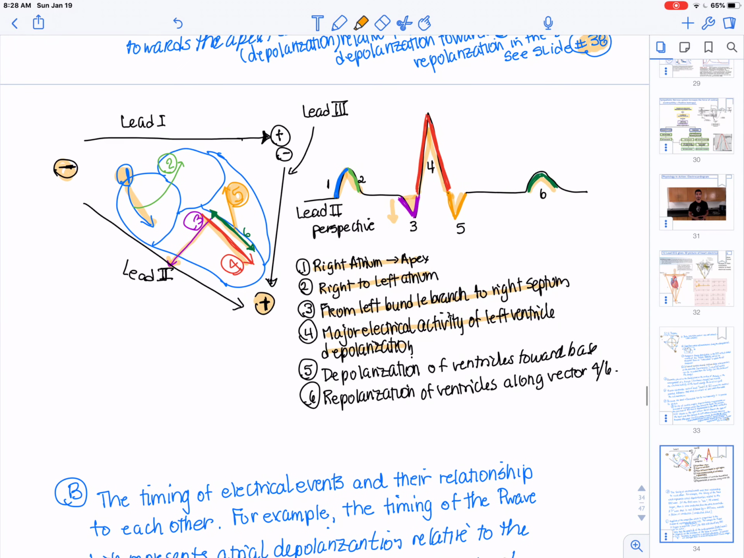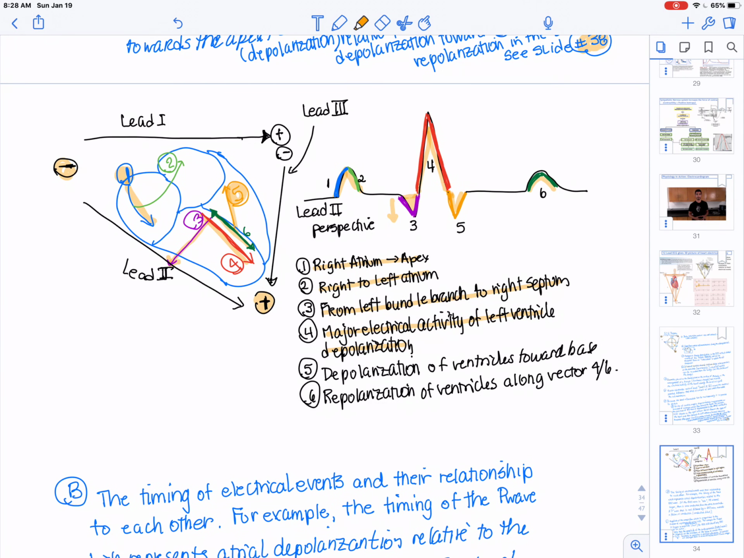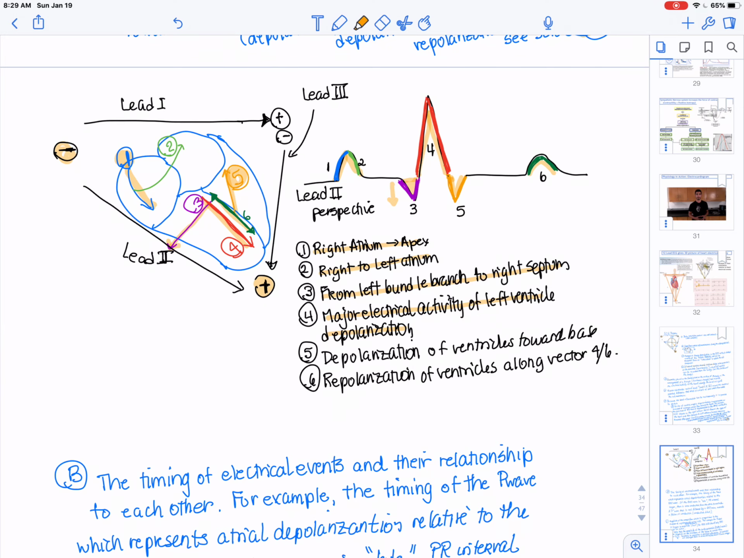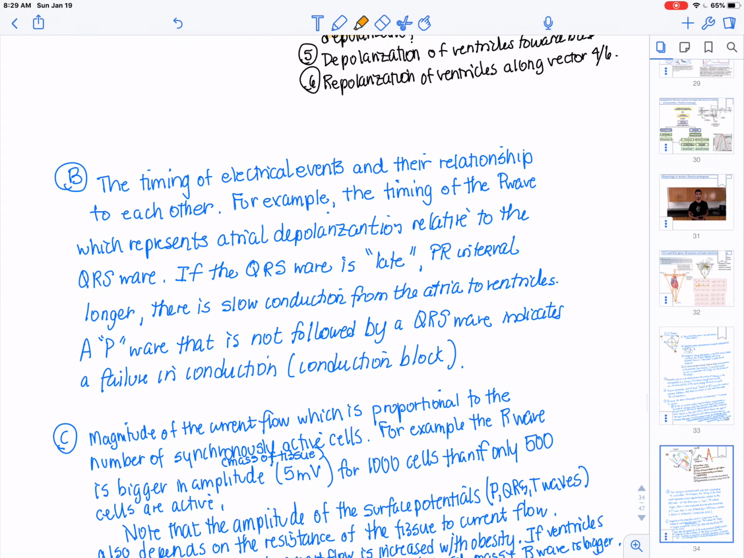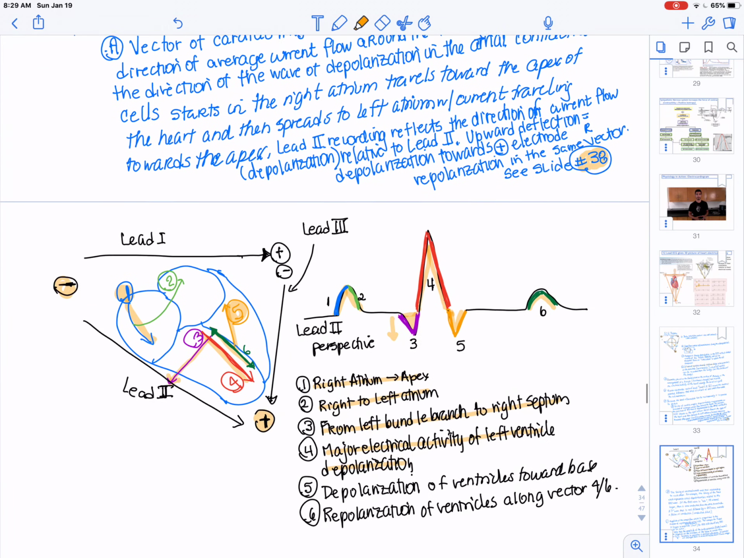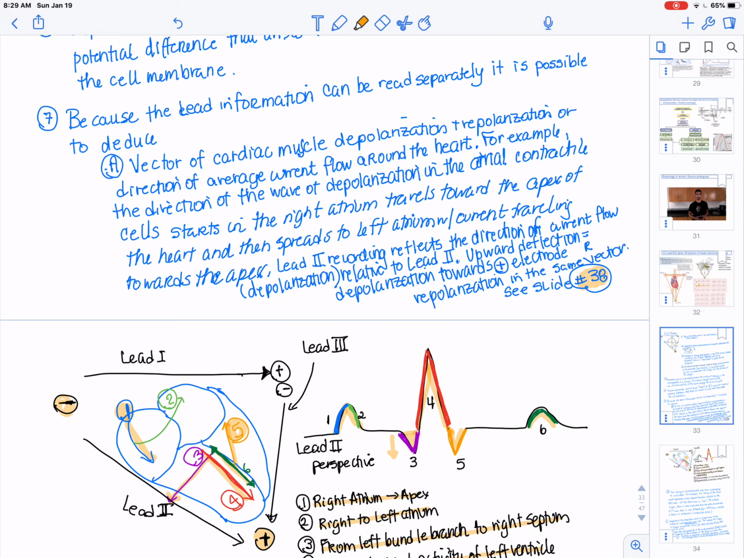Okay, so the directions and why we get them in those directions is really a deeper dive. For our class, I want you to know the major electrical events and just the general idea, but not the specific information which I'll describe and is described in slide 38. Okay, so one of the things from these electrodes is we get to see the vector of cardiac muscle current flow and depolarization. Okay, and also the vector of cardiac muscle repolarization.